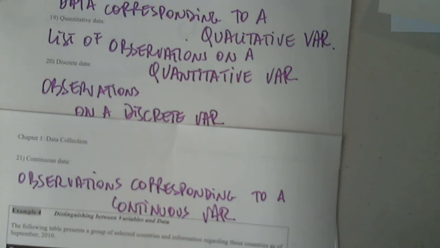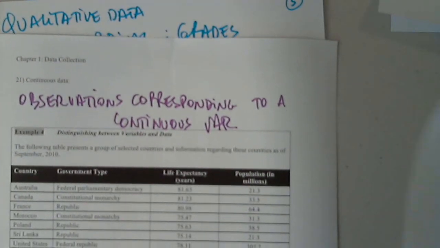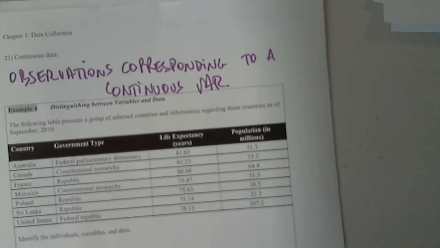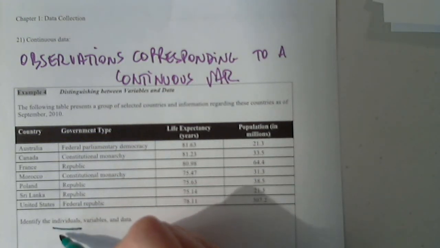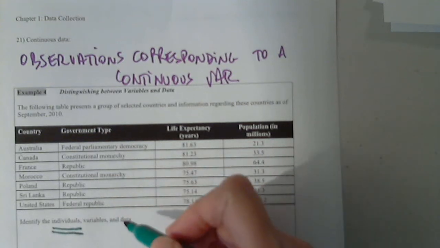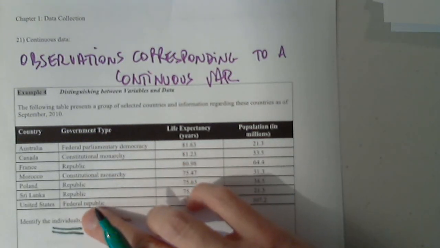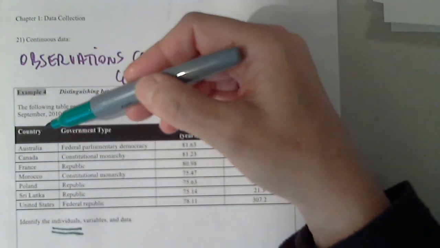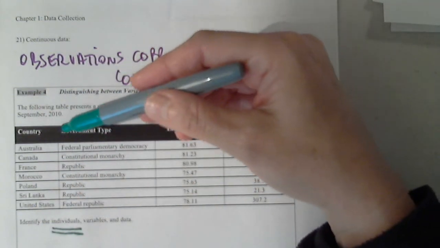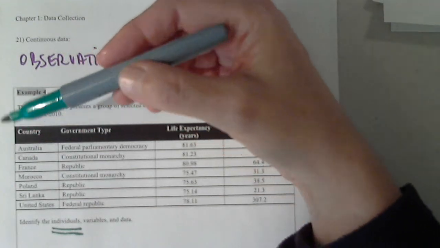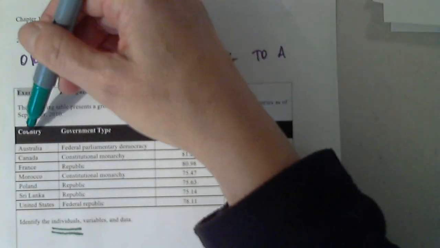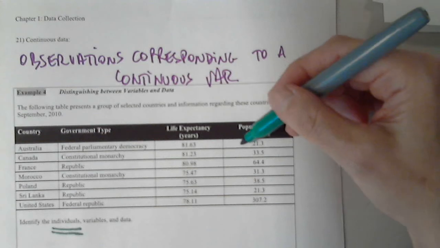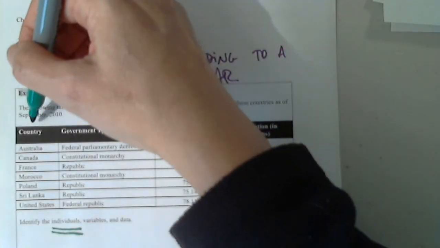Okay, so let's look at this table, and then I'd like to make sure that you can enter MyLabs Plus. So let's analyze what the table is asking us. It says identify the individuals, variables, and data. So first, individuals. See, the first column talks about country. The second column about government type of the country. The next column talks about life expectancy of the people in the country. And the last one, the population in the country.